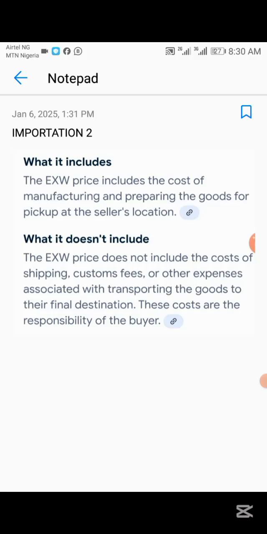And then the EXW price does not include the cost of shipping, custom fee, or other expenses associated with transporting the goods to their final destination. These costs are the responsibility of the buyer. So this EXW is actually the cost of manufacturing. That's the cost of the product you are buying. It's just like you just go to the market to buy one sachet of milk. So that's just it. That's the price of the commodity. It doesn't involve any shipping cost and other things.